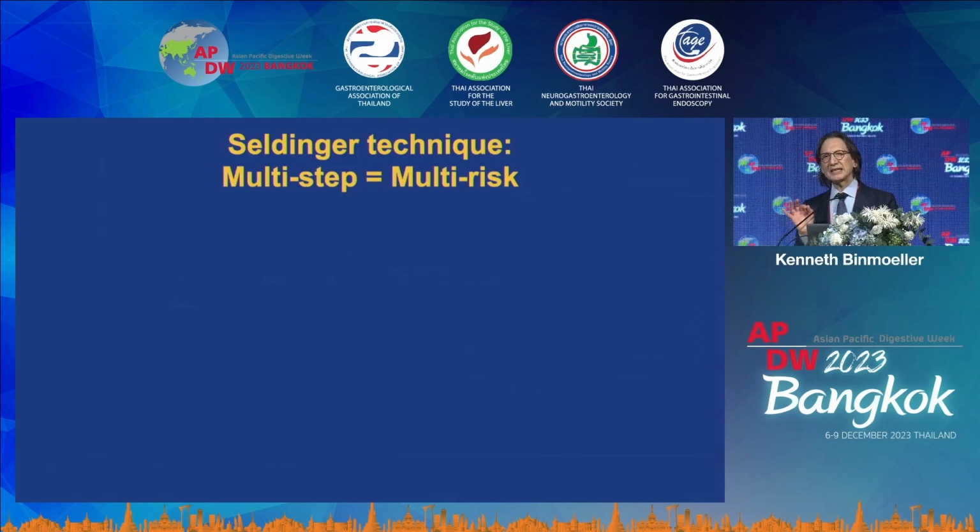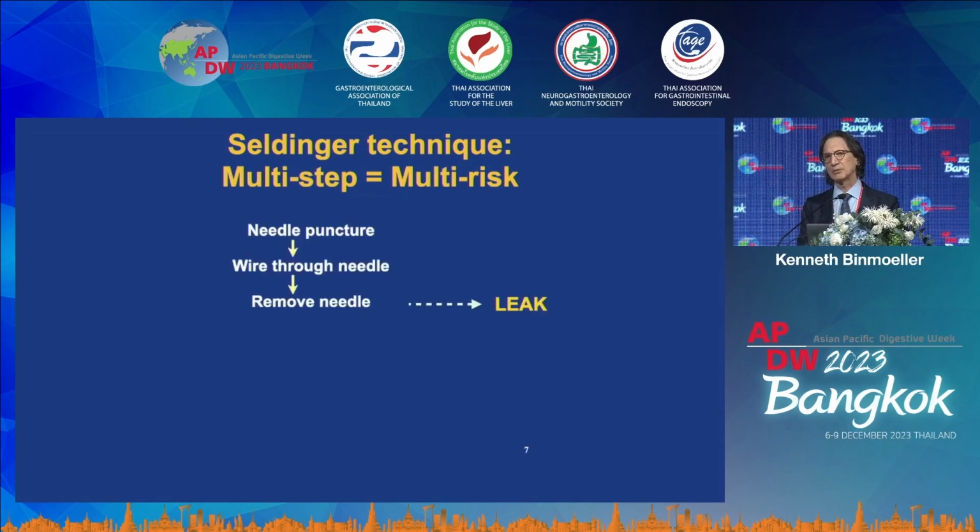The problem is the Seldinger technique was designed by Sven Seldinger, a Swedish radiologist back in the 1950s, for the interventional radiologist working a very short distance to the target. We're working a very long distance to our target through our endoscope, so we have many more challenges. It is a multi-step technique, and because of that, it's also multi-risk. With each of these steps, we take some risk.